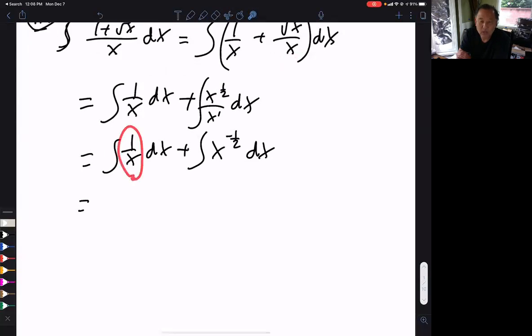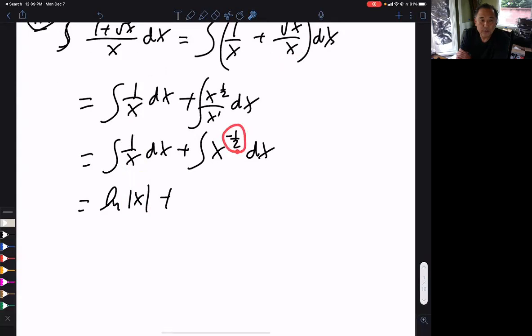The derivative of what is 1 over x? This is where knowing your derivatives is going to get you the answer. It's ln. The derivative of ln is 1 over x. And whenever you do it, you're going to need the absolute value. Don't forget that. And then we're going to use the power rule for integration.